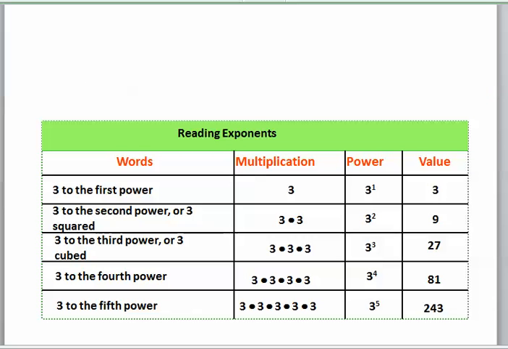Alright, when we're reading exponents, we want to say 3 to the first power, the value is 3. We can read 3 to the second power, or 3 squared, 3 times 3, which is 3 with that little exponent of 2, which is equivalent to 9. 3 to the third power, or 3 cubed, is 3 times 3 times 3, or 3 to that little 3. 3 times 3 times 3 is 27. And then you can continue to read here, 3 to the fourth and 3 to the fifth.